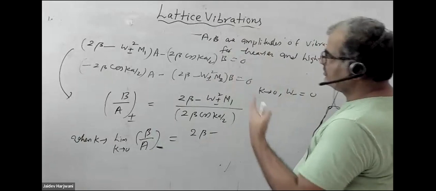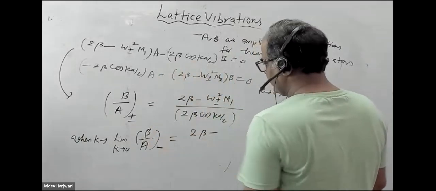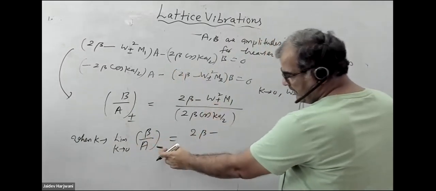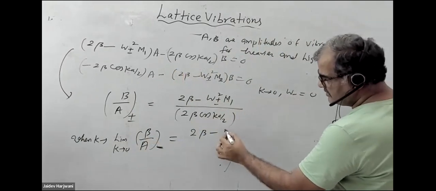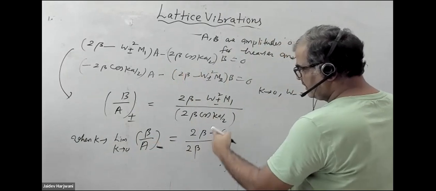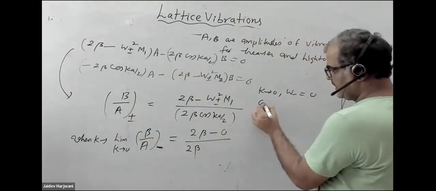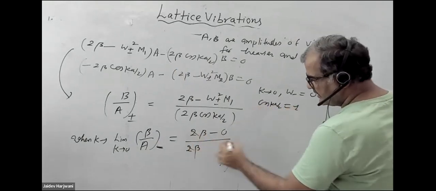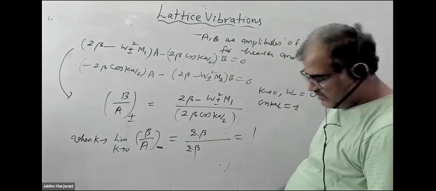Now from this equation I'm calculating b by a near k tends to 0. Now I'm calculating the minus branch, so you have to write minus here. So k tends to 0, and I can write this as 0. And in 2 beta cos(ka/2), cos(ka/2) also becomes 1. So 2 beta cancels, and you get b by a equals 1.